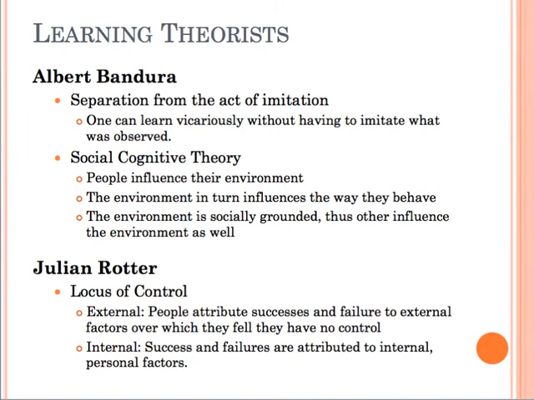Julian Rotter contributed the concept of locus of control, internal and external locus of control. The concept here is that people attribute successes and failures either to external factors or internal factors. And the reason that this is important as far as learning goes is that when someone attributes their ability to have success to external factors, it's difficult for them to take charge of their learning. Whereas when someone attributes successes and failures to their own internal personal factors, they're sort of in a ripe place for learning.